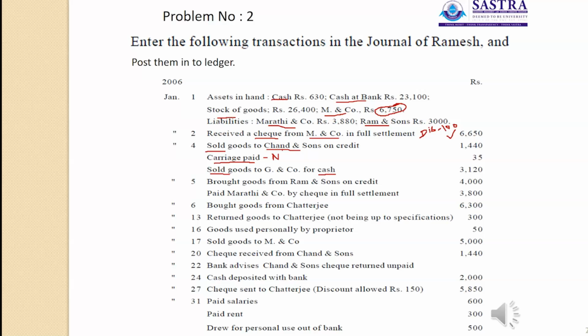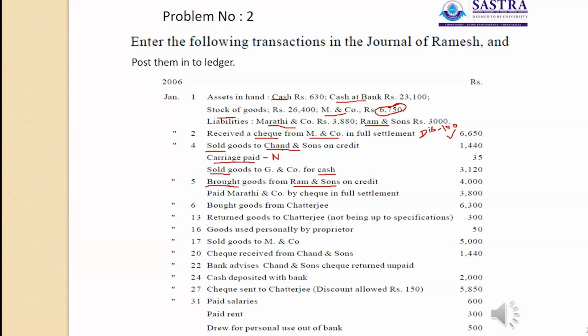Then the next one is bought goods from Raman Sons on credit. So this is a credit transaction. What are the accounts involved here? One is purchase account and another one is Raman Sons account. Then paid Marathi and company by check in full settlement.